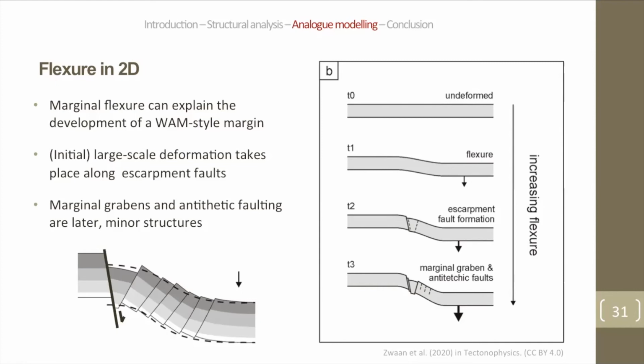This means that the escarpment fault is quite an important part of the system, and the marginal grabens and the antithetic faults, which are, however, still very typical of the Western Afar Margin, are later and a bit more minor structures.